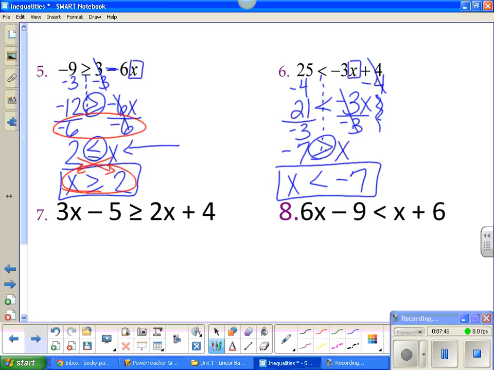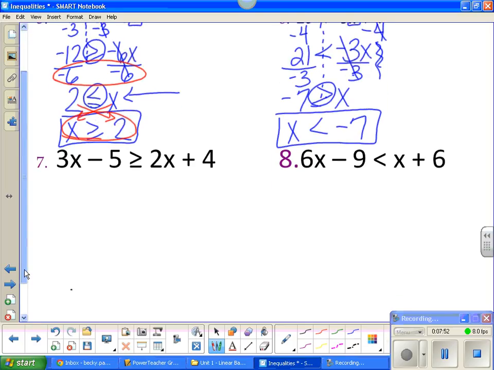That way you don't miss it. Again, these are not really difficult. You don't want to make a careless mistake and lose points.